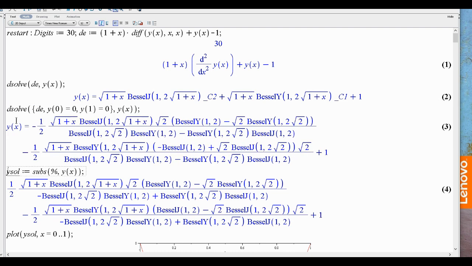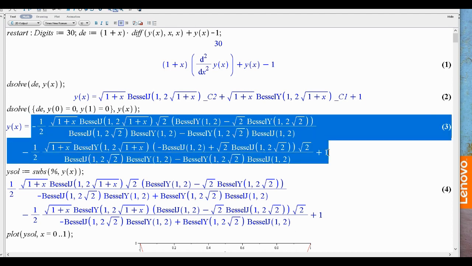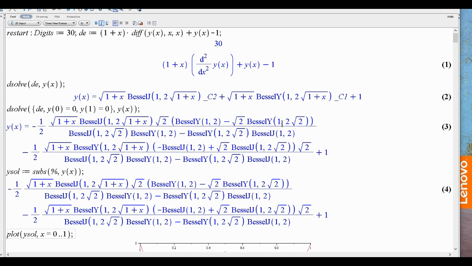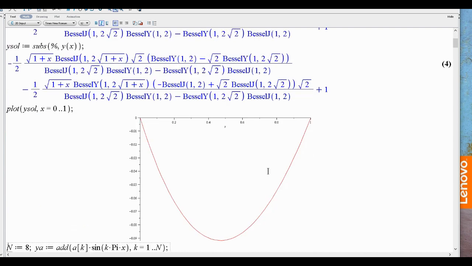When I do that, that's my solution. What I do is I play a little trick. I want to pull out the right hand side, so I substitute this equation into the expression y of x. That's just a Maple syntax trick. When I do that, it gives me the right hand side. I can plot the solution, y sol, I've given it a name, so when I plot it, that's the solution. You can see it goes to about minus 0.09.